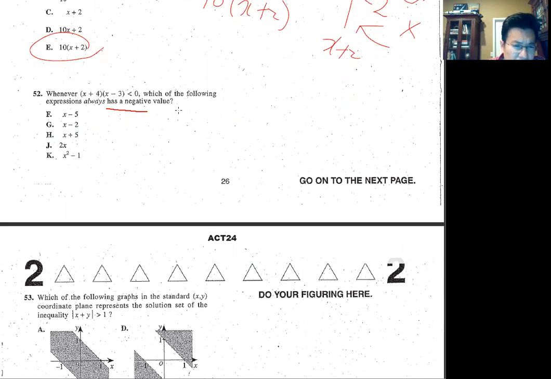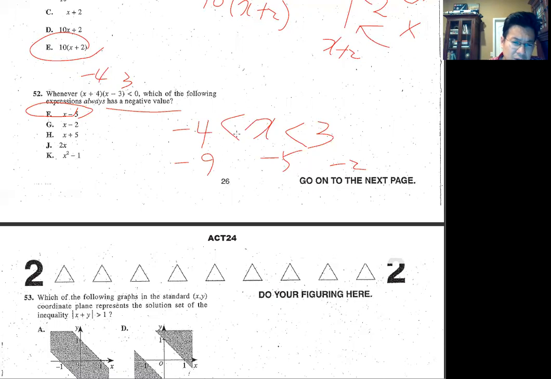For a negative value, always negative value. From this, the roots are minus 4 and 3, so x is between negative 4 and 3. So you plug in anything, say minus 5. If you do minus 5 on both sides, minus 5, minus 9, minus 2, oh, this is bingo. Minus 2 is positive, plus 4, no, it doesn't work.